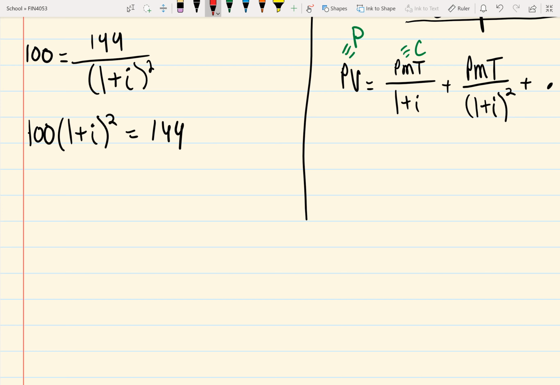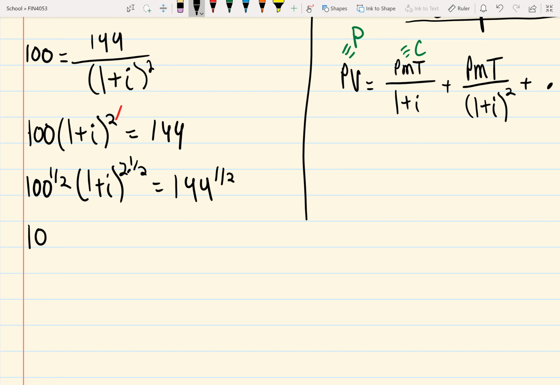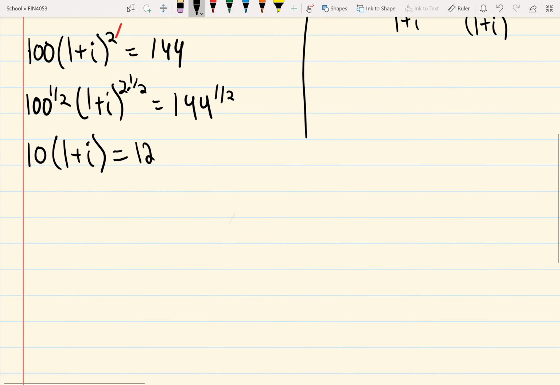So up here, we want to get rid of that 2 right there. So we take 100 to the 1/2: (1 plus I) to the 2 times 1/2, which cancels out to 1, equals 144 to the 1/2. So the square root of 100, which is the same thing as 100 to the exponent 1/2, equals 10. And then the 2 times 1/2 is 1, which just disappears. And then 144, the square root of 144 is 12. As you can see, I made this easy on myself.